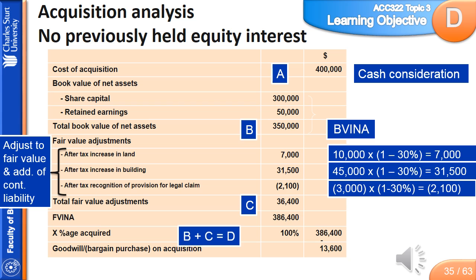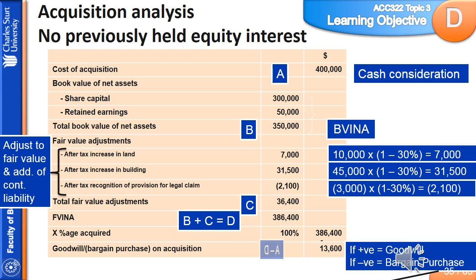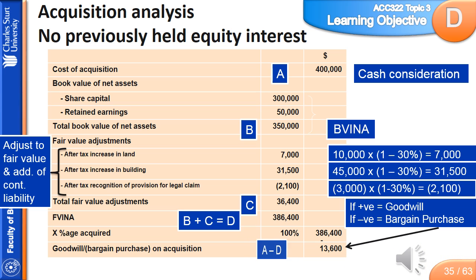$386,400. And we're only multiplying it by the 100% acquired because that's what we use in topics 3 and 4, only 100% acquired. And when comparing that $400,000 consideration against this figure, we're left with a residual goodwill amount of $13,600. So it does give you the option here, if it was in brackets, if the consideration was less, that would result in a gain on bargain purchase.